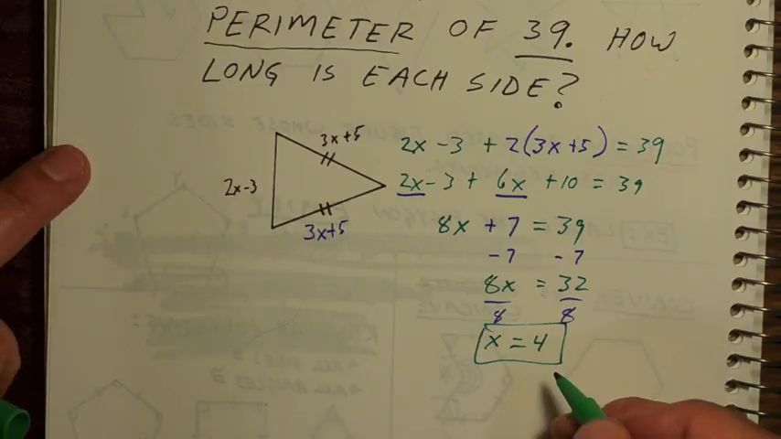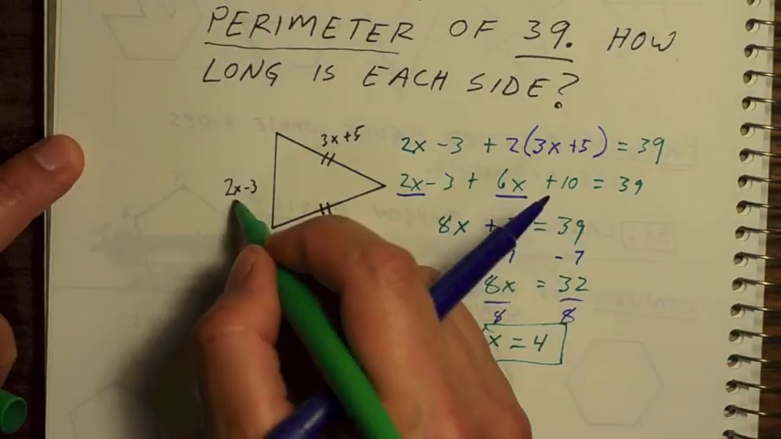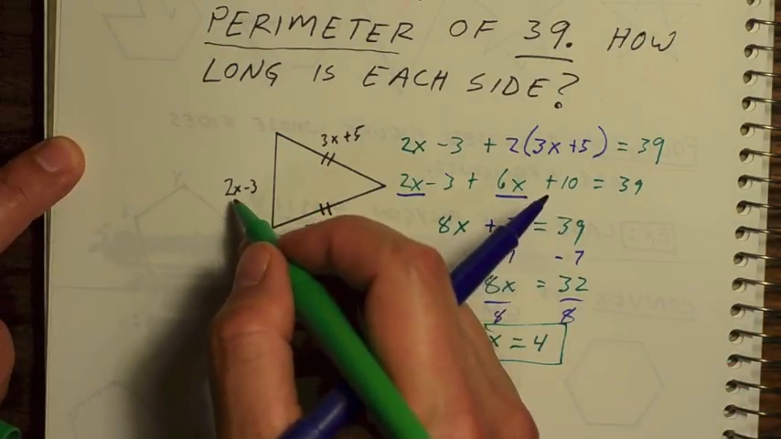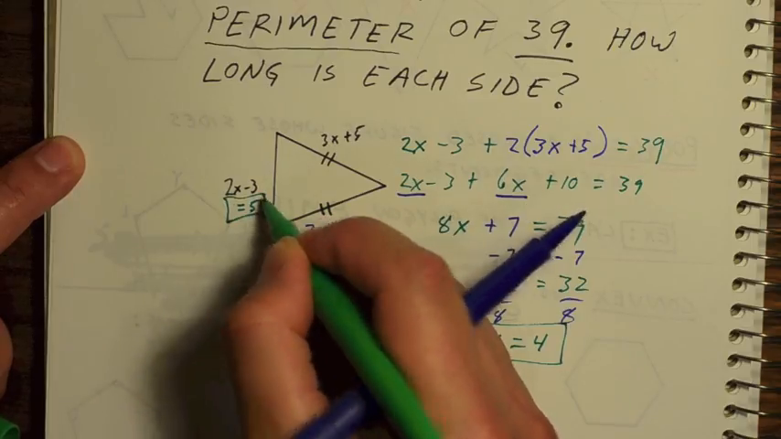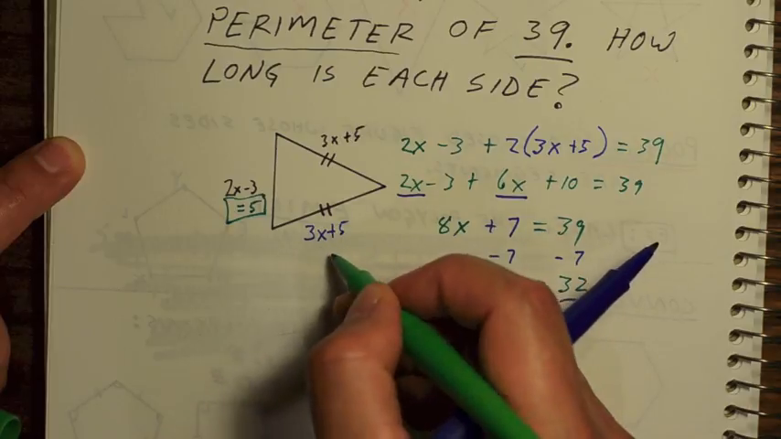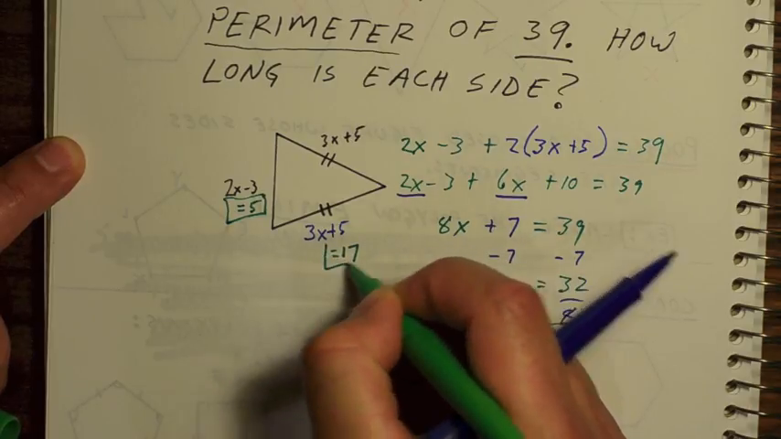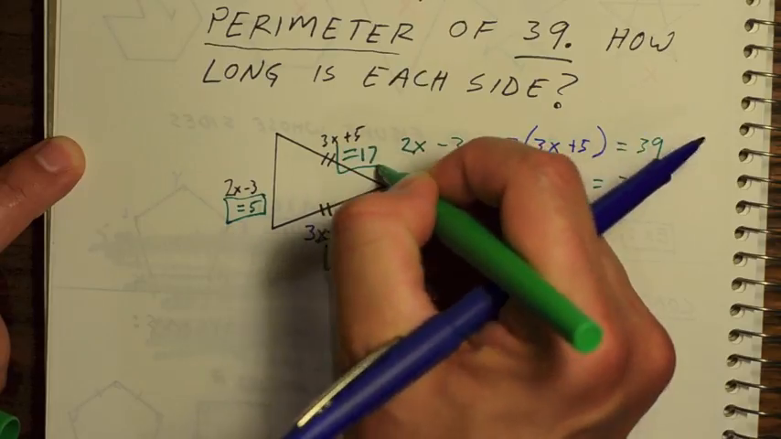And that allows us to solve for the lengths of each side. We'll substitute x equals 4 into this side. 2 times 4 minus 3 is 8 minus 3, which is 5. 3 times 4 is 12, plus 5 makes 17. And likewise, this side must also be 17 as well.